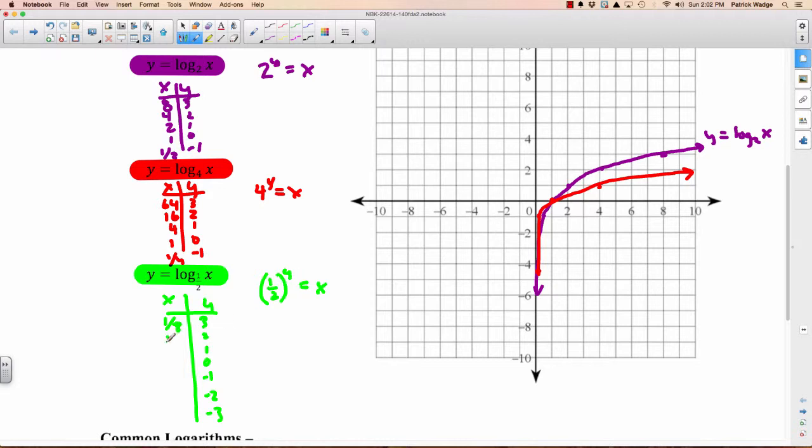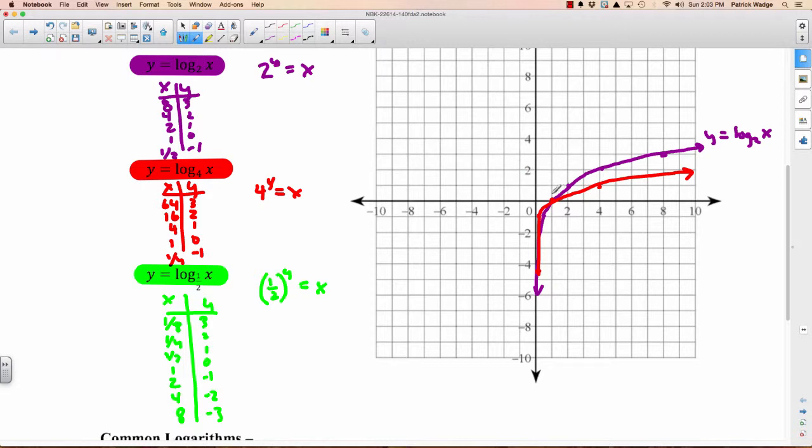1/2 squared is a quarter. 1/2 to the first power is a half. 1/2 to the 0 power is 1. 1/2 to the negative 1, that's flipping it to turn it into 2. 1/2 to the negative 2, that's flipping it, and then squaring it, you get 4. And 1/2 to the negative 3, flip it to get 2, and then cube it, you get 8.